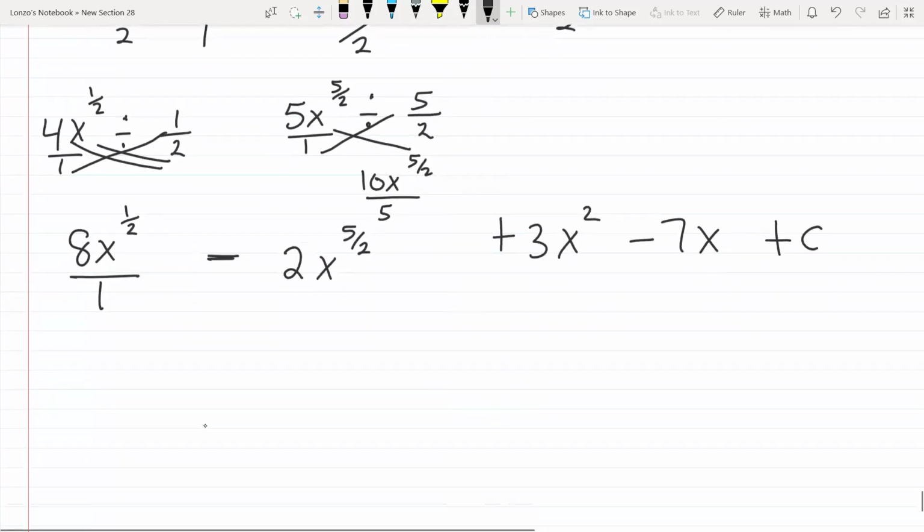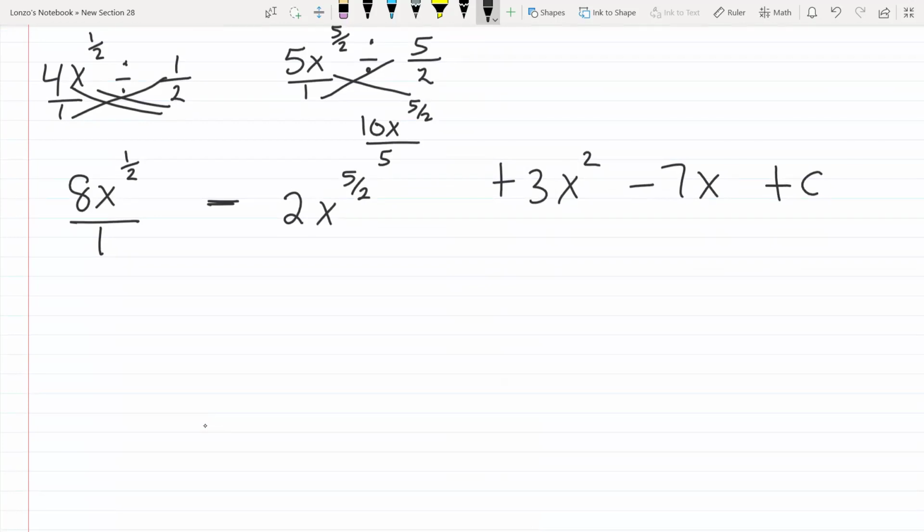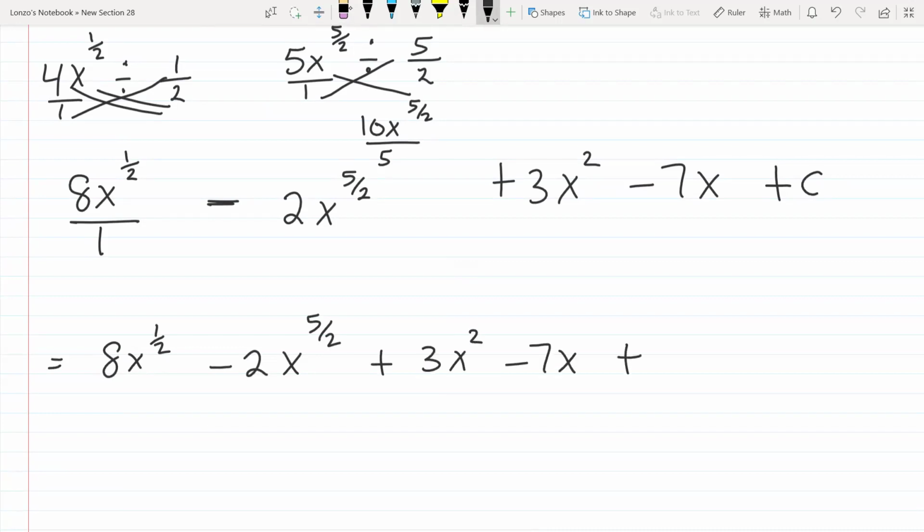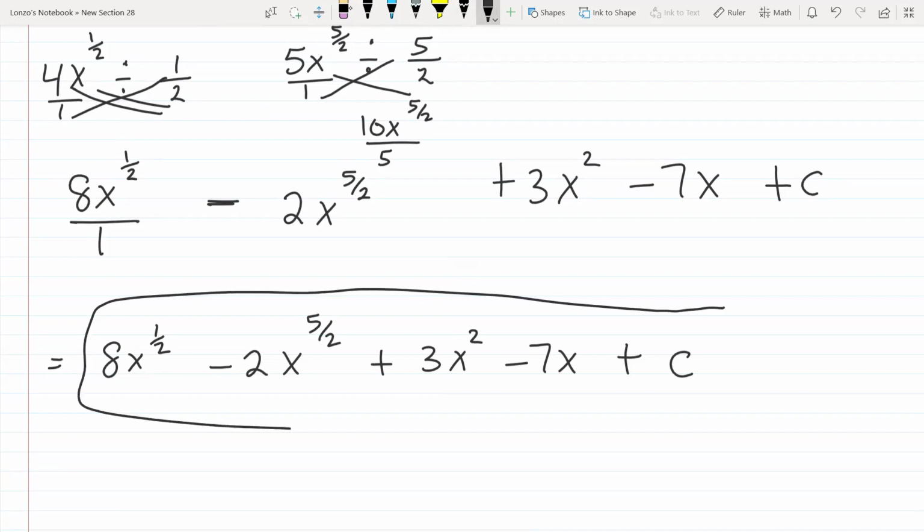And then can we simplify any more? I guess if you want, so this is your final answer. 8x to the 1/2, well, that's really 8 square root of x. You know what, let's just put everything in power, because everything else is in power, so this would be 8x to the 1/2. Okay, so that is your final answer.